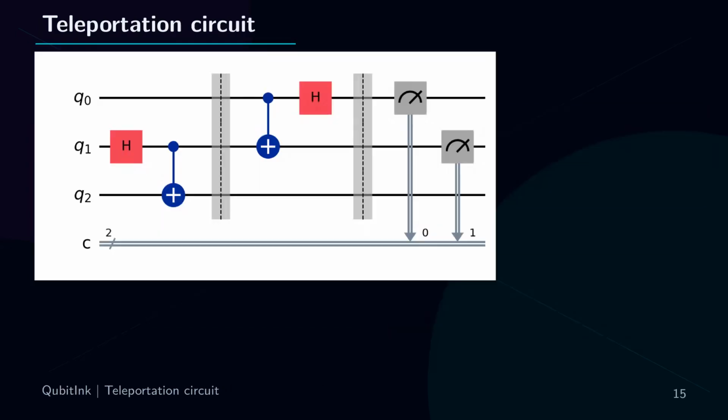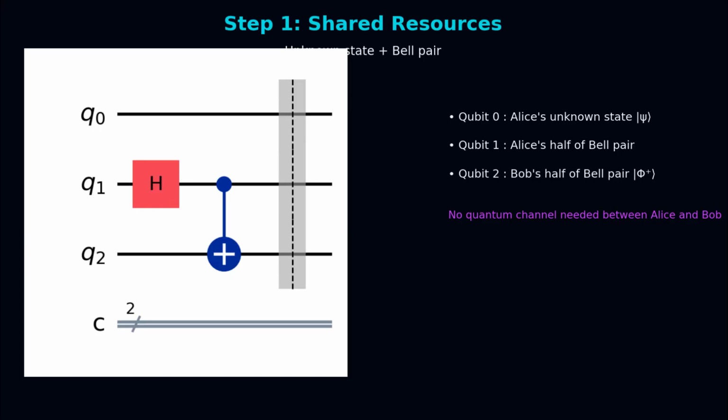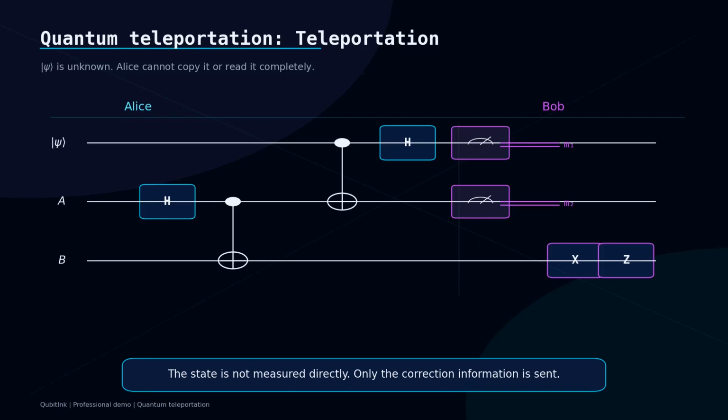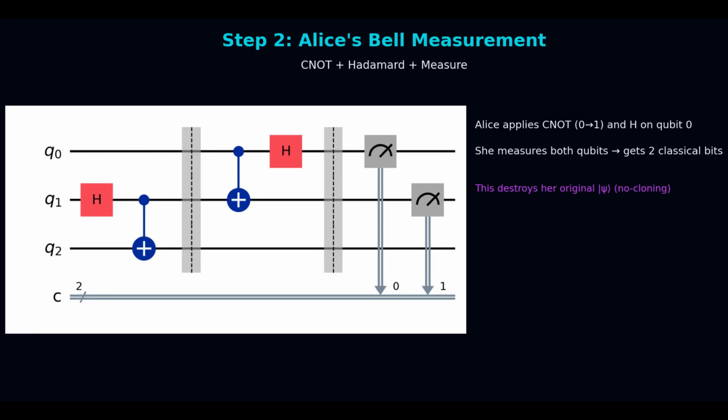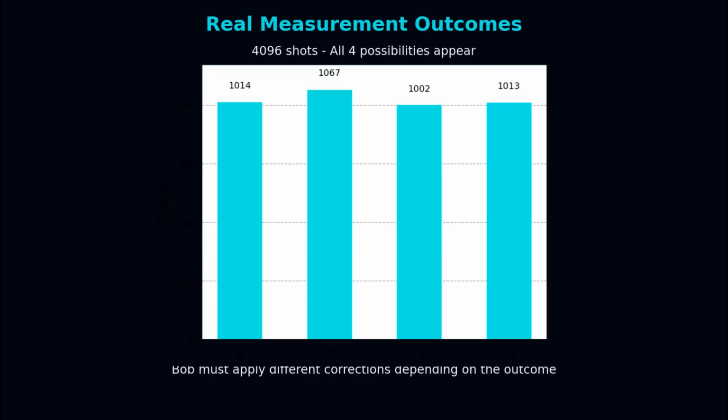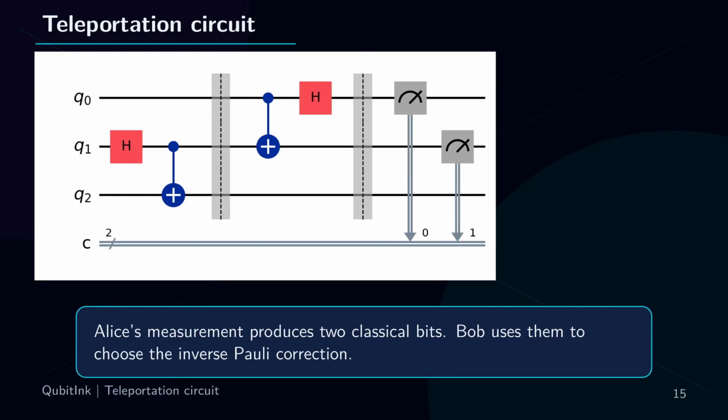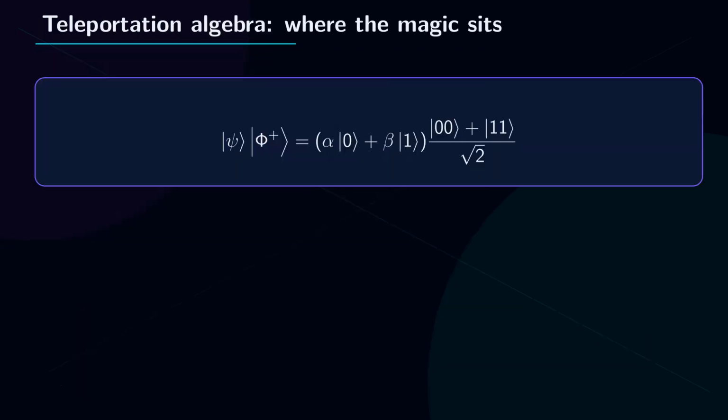Look at the circuit from left to right. The lower 2 qubits first prepare the shared Bell pair. Alice holds the unknown qubit and her half of the Bell pair. Bob holds the third qubit. Alice applies a controlled NOT gate and a Hadamard gate. Then she measures her 2 qubits. Those 2 measurement outcomes are classical bits. Bob receives those 2 bits and uses them to choose the correction. The correction is one of the Pauli operations: identity, X, Z or ZX.